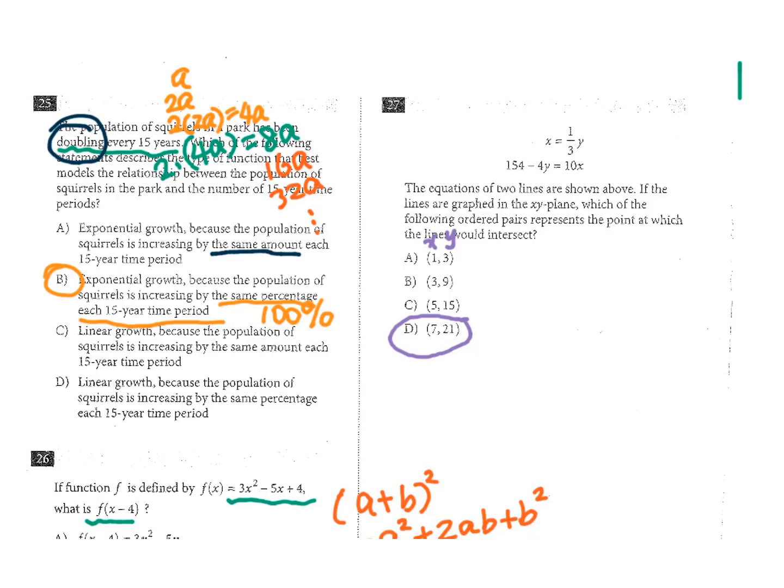Because you have plugged in the first one, you got 7 equals 1/3 times 21. And for this one, you got 154 minus 4 times 21 equals 10 times 7. In this situation, try to use the shortcut to do the work. That's a plug-in, check answer. That's the best method to handle this kind of problem.